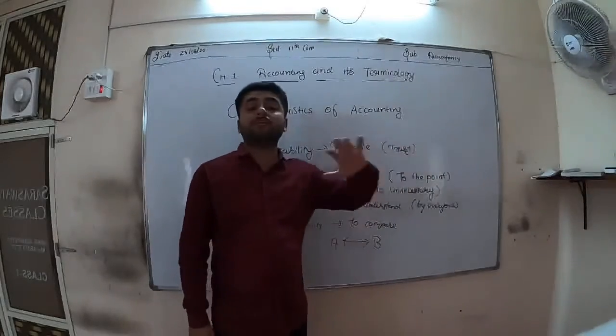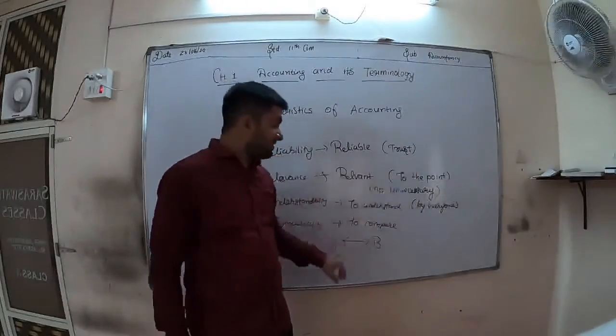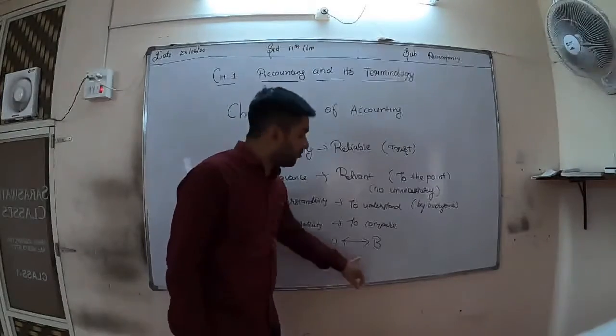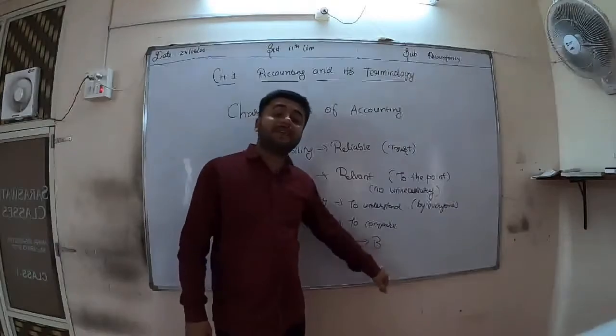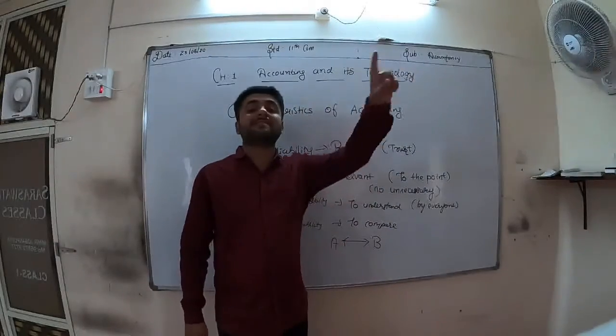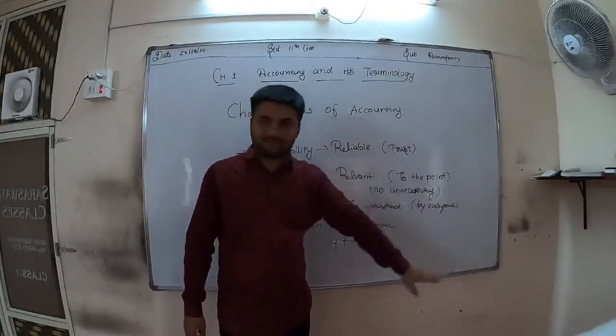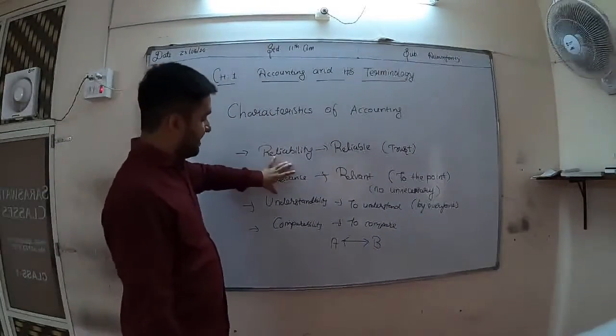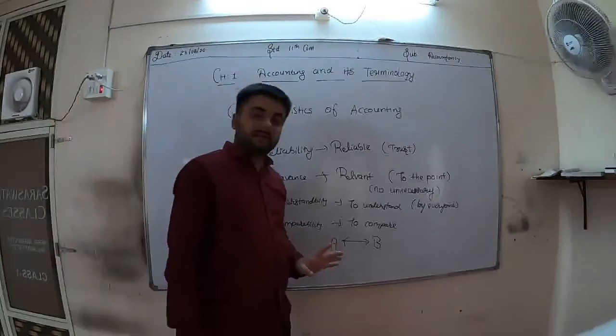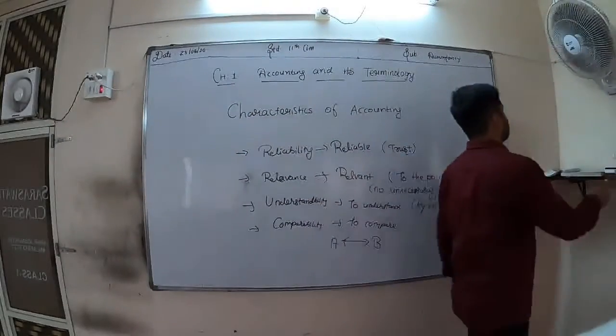It means you have to follow common rules. Business A will not decide the accounting rules, nor can business B decide the accounting rules. They have to follow the generally accepted rules, like in grammar. Okay, so these are the characteristics: reliability, relevance, understandability, and comparability.